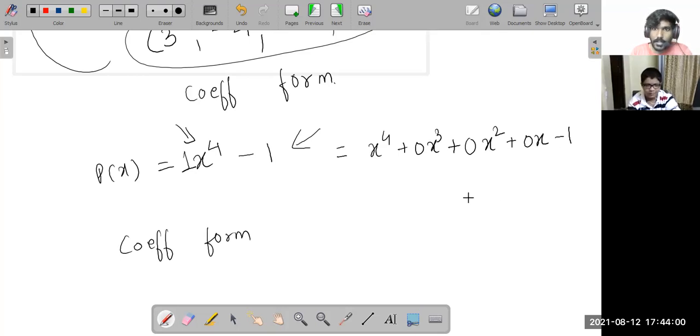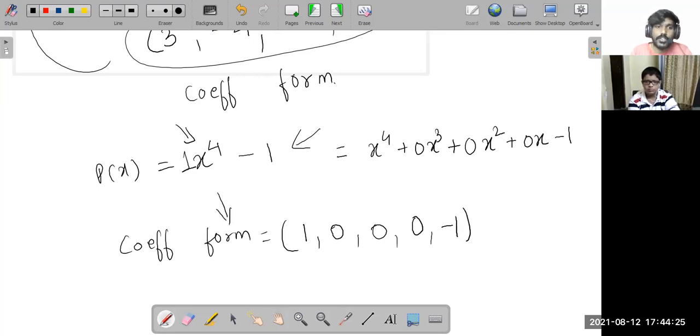Now you look at the coefficients of each variable. Coefficient of x raised to 4 is 1. Coefficient of x cube, 0; x square, 0; x, 0; and last, -1. So this will be the coefficient form of this polynomial x raised to 4 minus 1. Is it clear? Yes, sir.